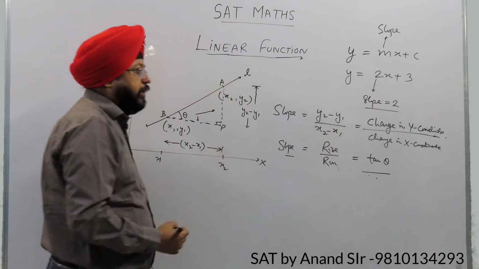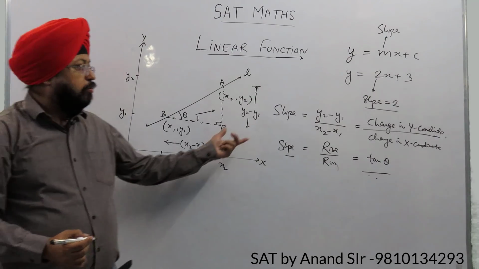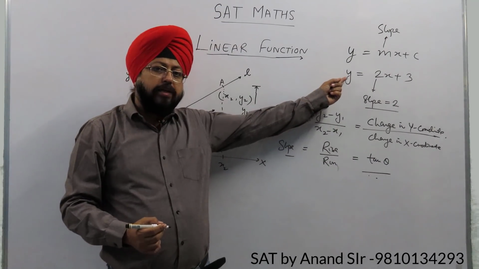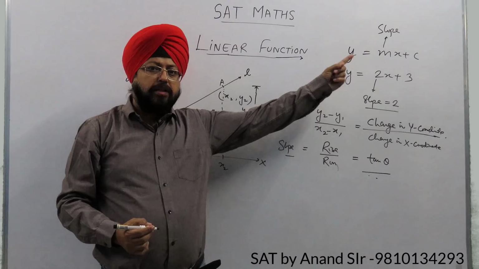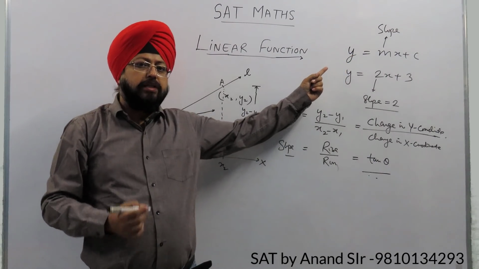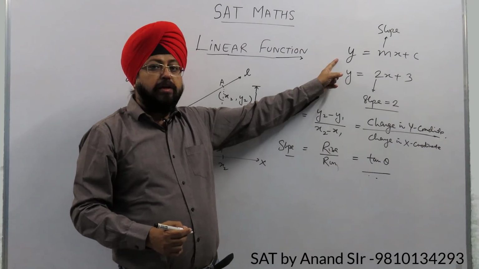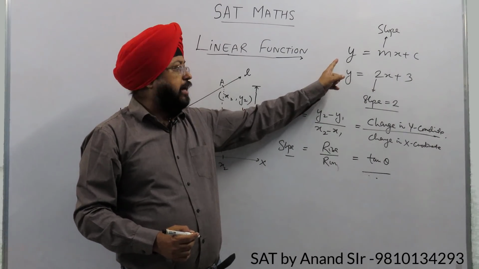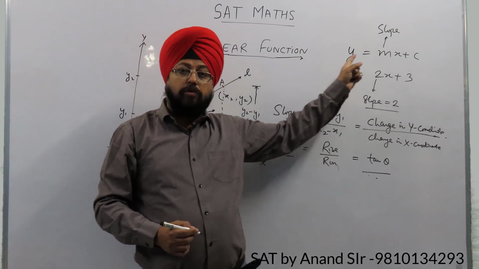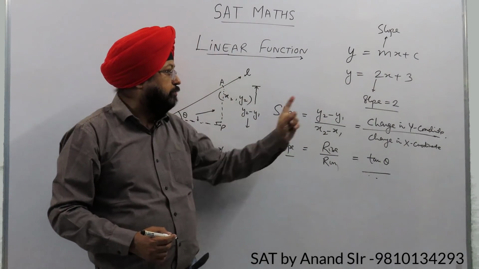See, there are so many ways of measuring the slope. Number one is simply from the line. If the line is y equal to mx plus c, then m, which is the coefficient of x, is the slope. And remember one thing, the coefficient of y should only be 1. If the coefficient of y is any other number, you have to divide throughout by that number. I will give you an example also.